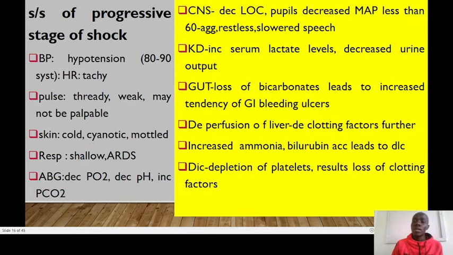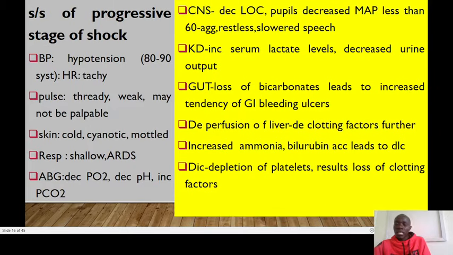For the CNS, we are going to have decreased level of consciousness, so the pupils will have decreased. MAP will be less than 60, so the patient is going to be agitated, restless, and some are going to have slurred speech. In the kidney, because of the hypoperfusion of the kidney, we're going to have increased serum lactate levels and decreased urine output.